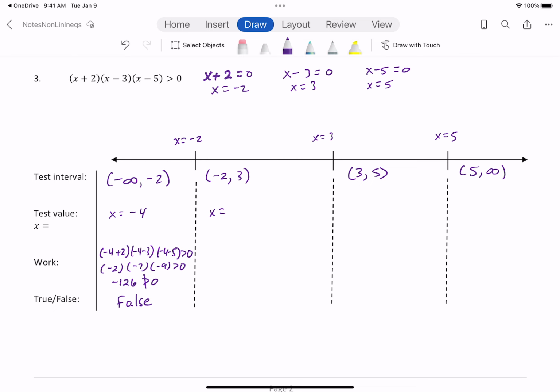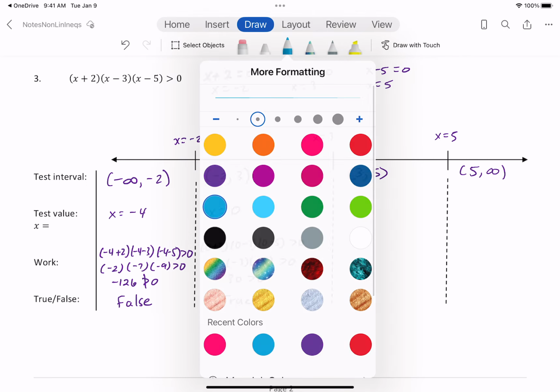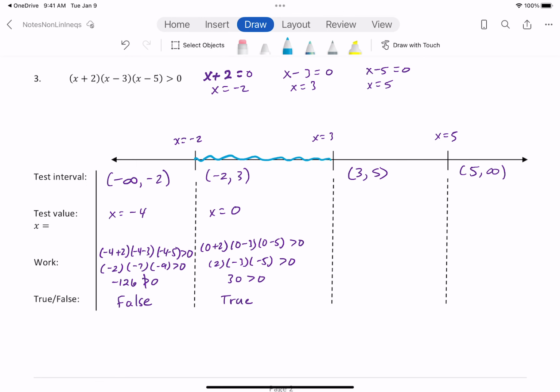Between -2 and 3, 0's in there, so I'm going to use 0 when I can. So if I plug that in, 0 plus 2, 0 minus 3, 0 minus 5, I get 2 times -3 times -5. Again, I use the calculator for this part. So 2 times -3 times -5, I got 30 bigger than 0. And this one is true. So that means we're going to shade that region because those are solutions.